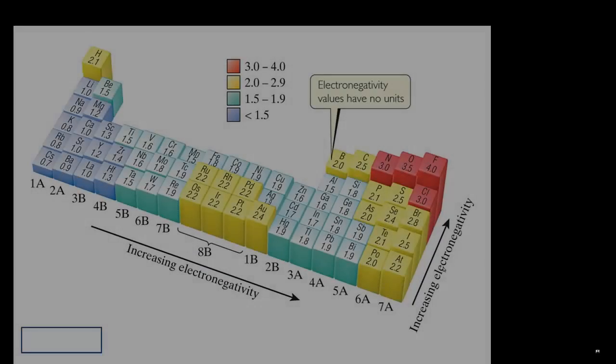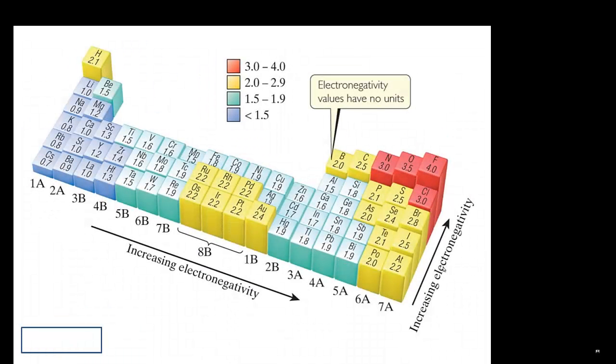Okay. Electronegativity is a characteristic of all atoms, and we can plot out the electronegativity values for every single atom in the periodic table. And it looks something like this. You'll notice a few trends here. So as we go across the periodic table, electronegativity increases. We think of this in two ways, right?